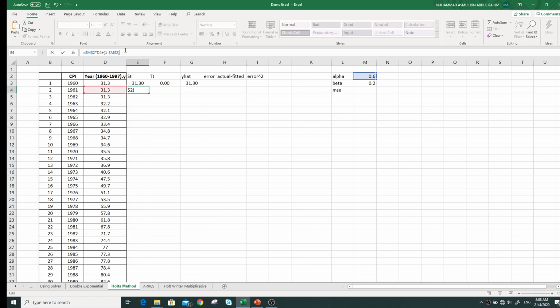plus 1 minus alpha, times S_t minus 1 plus T_t minus 1. It is best for us to put parentheses here: (S_t minus 1 plus T_t minus 1). You have to make sure that you select the correct cells. So S_t minus 1 is S1 plus T1, because we start at T equals 2.